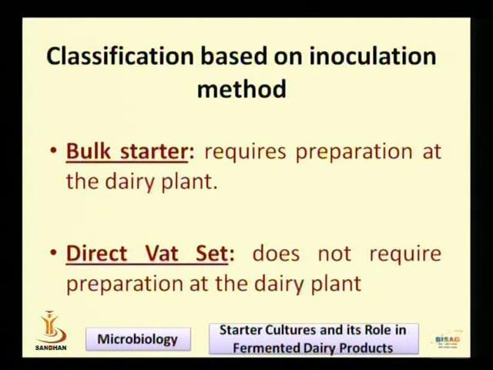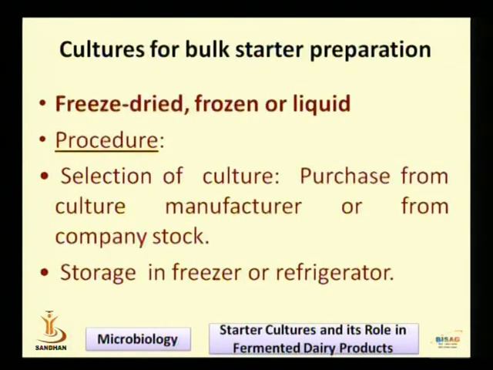Classification can also be studied on the basis of inoculation methods. So there are basically two inoculation methods: one is bulk starter and the second is direct vat set cultures. Bulk starter means it is done in bulk, but because of the large volume, it requires preparation at the dairy plant. But direct vat set cultures can be done ex situ, that is away from the plant, in the laboratory also, and they do not require preparation at the dairy plant.